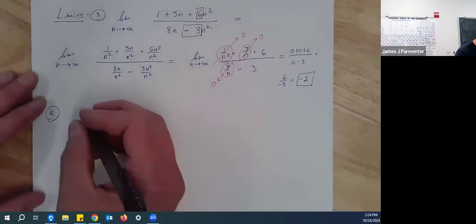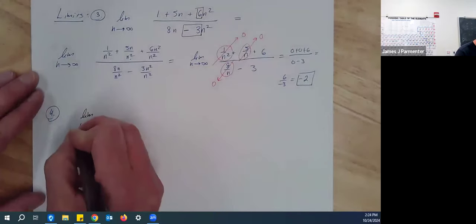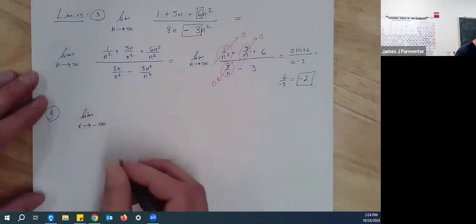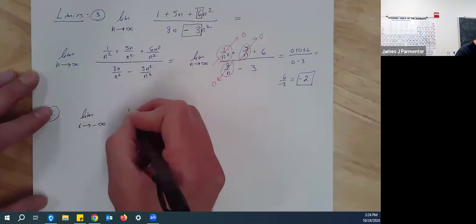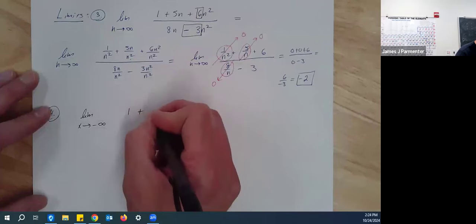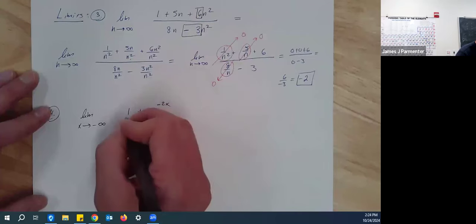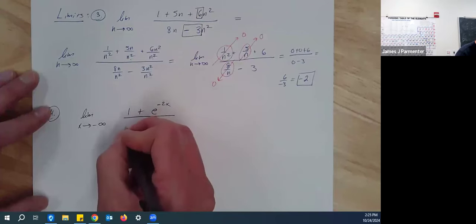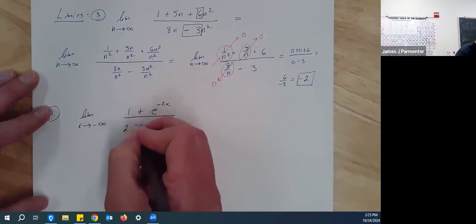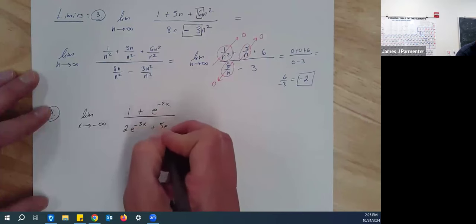Let's say we want the limit as x approaches negative infinity of 1 plus e to the negative 2x over 2e to the negative 3x plus 5e to the negative 2x.